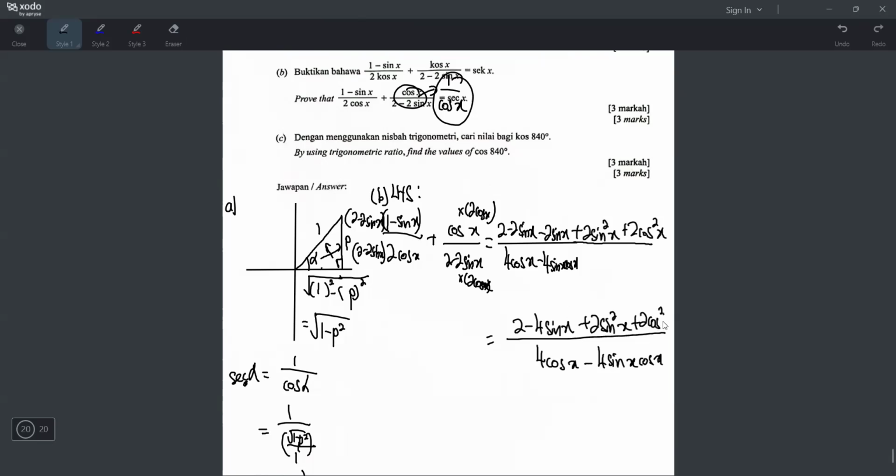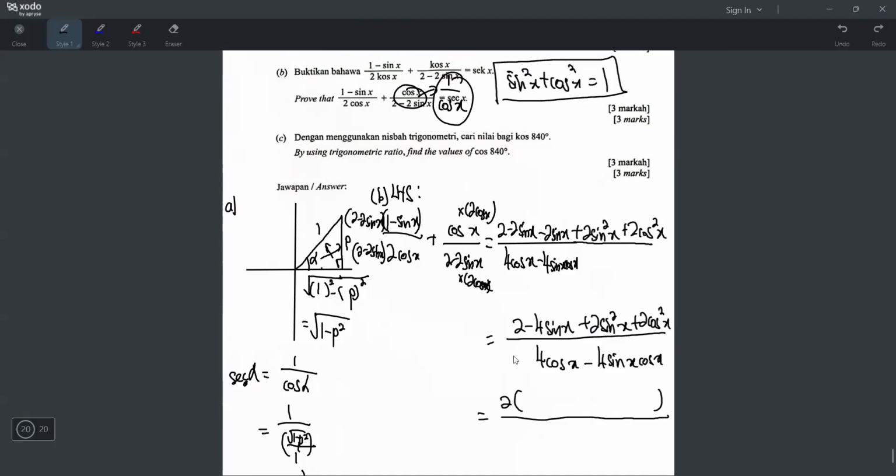Okay, but I think when I see sin square plus cos square, I immediately think about the basic identity. Because basic identity, sin square plus cos square equals 1, right? Yeah, I immediately think about this. But the problem is this one is 2 sine square plus 2 cos square. This one is sine square plus cos square. So why not you factorize out the 2 from every term here? And if you realize down here, 4 and 4 can take out 4, right? It means you factorize completely.